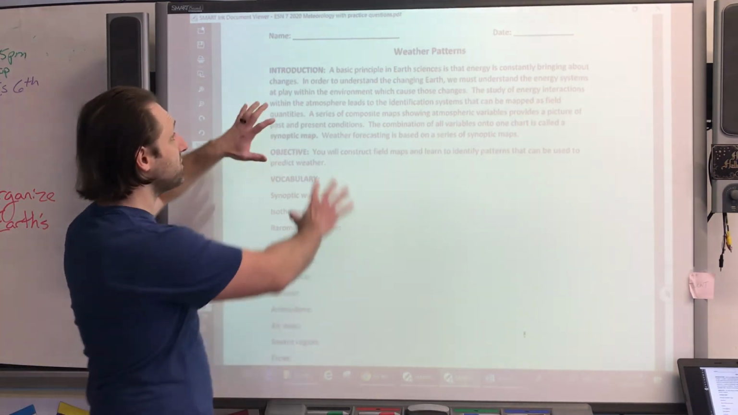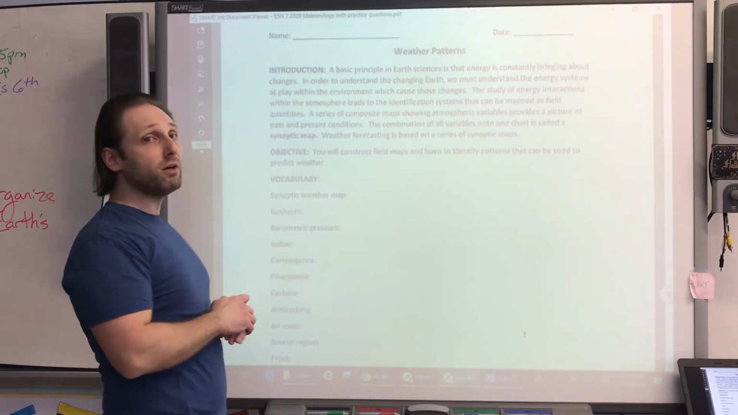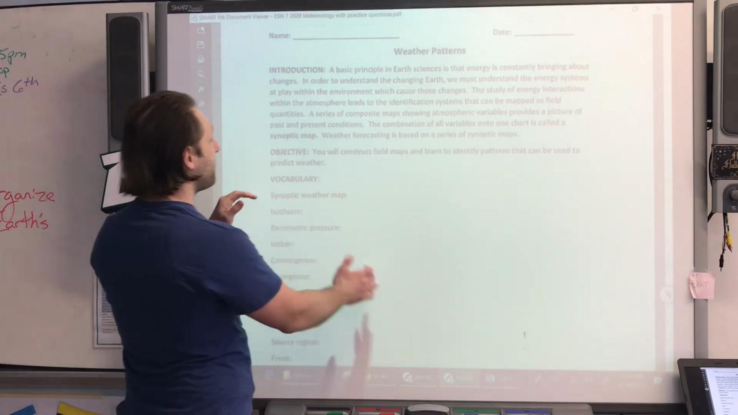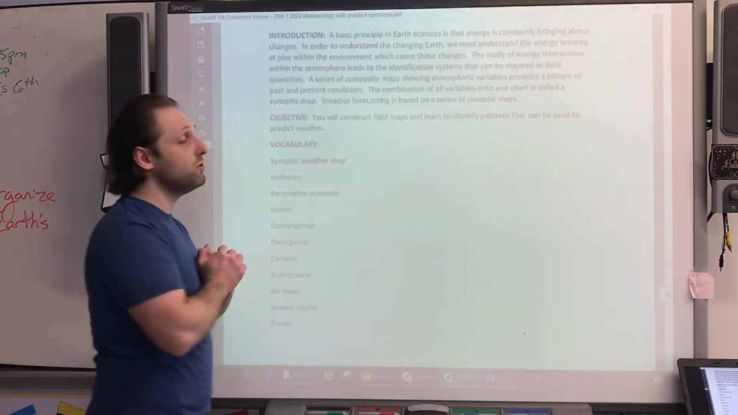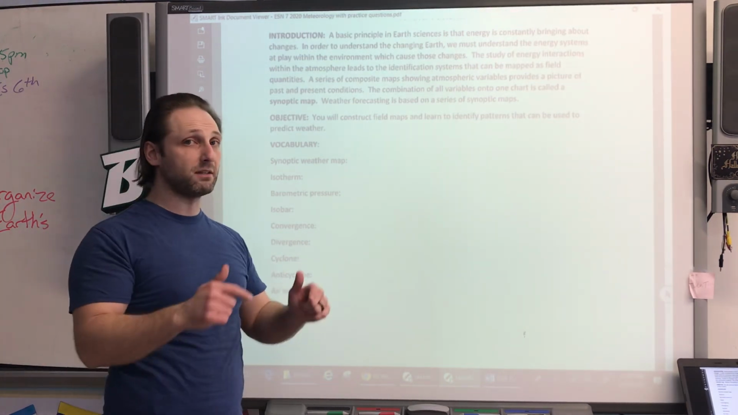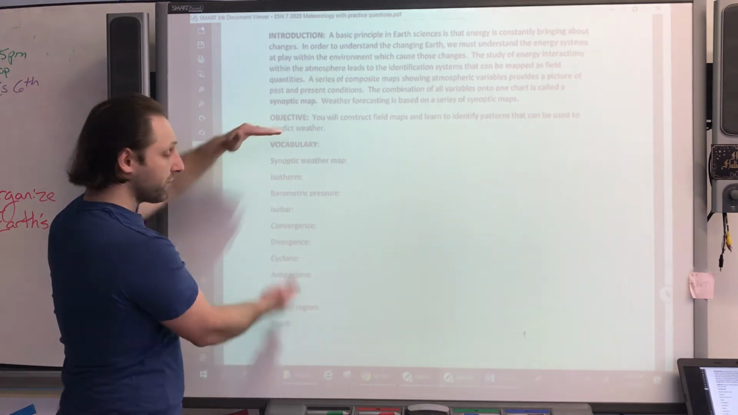All right, so here's a basic introduction that you should read through. Give yourself a moment to take pause, and you can read this. Afterwards, our focus will be to use multiple field maps to identify patterns to help us predict the weather. There's some vocabulary I'd like you to work through.